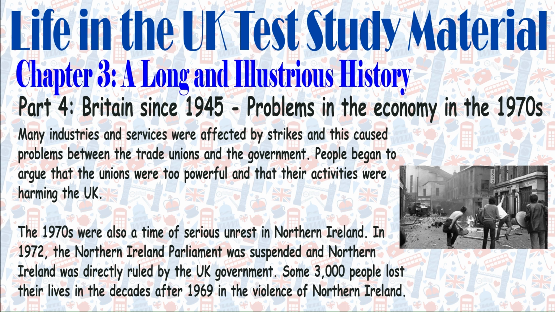The 1970s were also a time of serious unrest in Northern Ireland. In 1972, the Northern Ireland Parliament was suspended and Northern Ireland was directly ruled by the UK government. Some 3,000 people lost their lives in the decades after 1969 in the violence of Northern Ireland.